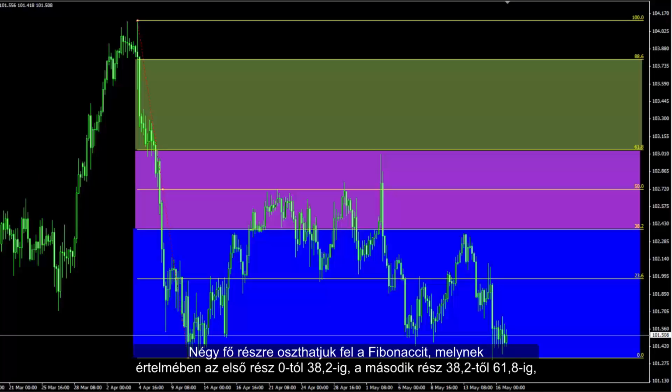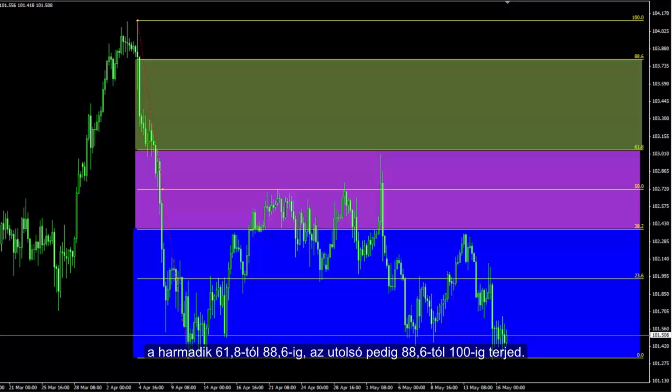A trader can divide Fibonacci into four main parts. First section from 0 to 38.2. Second part from 38.2 to 61.8. Third, from 61.8 to 88.6. And the last one is from 88.6 to 100.